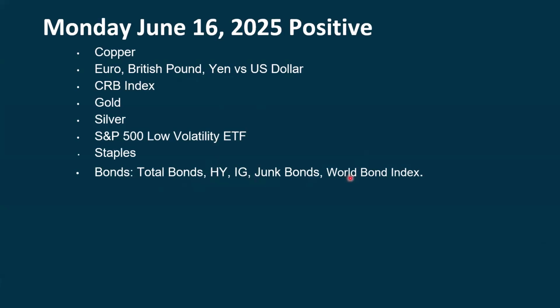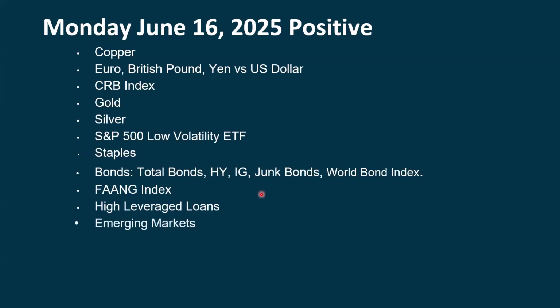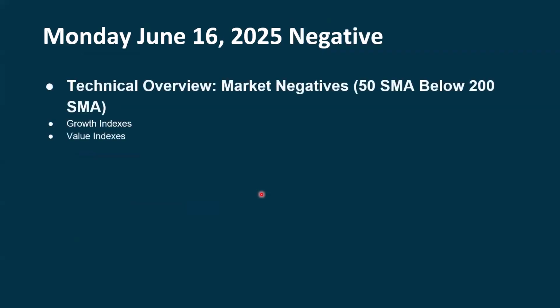The only thing in a downtrend right now are corporate bonds, and that's on the next slide. The FANG index, and that's more encouraging. These are the really big stocks. The high leverage loans, that's good for the economy. Emerging markets are in an uptrend, and Bitcoin is in an uptrend. Then the negative side are both the growth and value indexes when you look at them independently, but they're both above their moving averages, especially growth is.